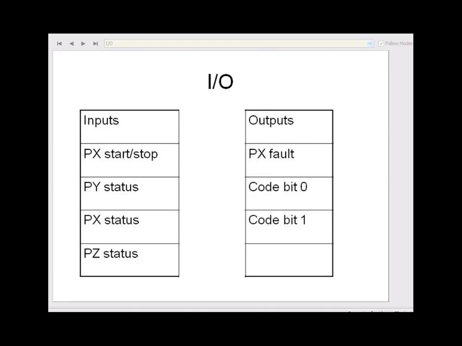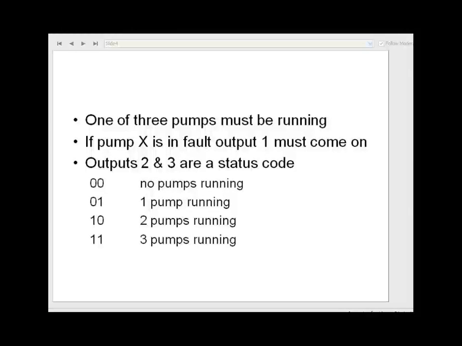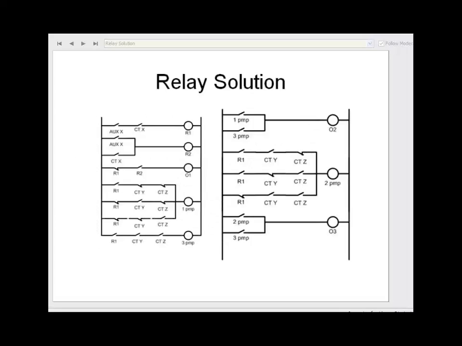Right, so we had a bunch of I/O, we had a bunch of inputs, and we had some outputs, and we were lighting some little indicator lights. We had 1 red light which came on to tell us that pump X was in fault, and 2 little green lights which came on to tell us how many of the pumps were running. It was a thing called a status code.